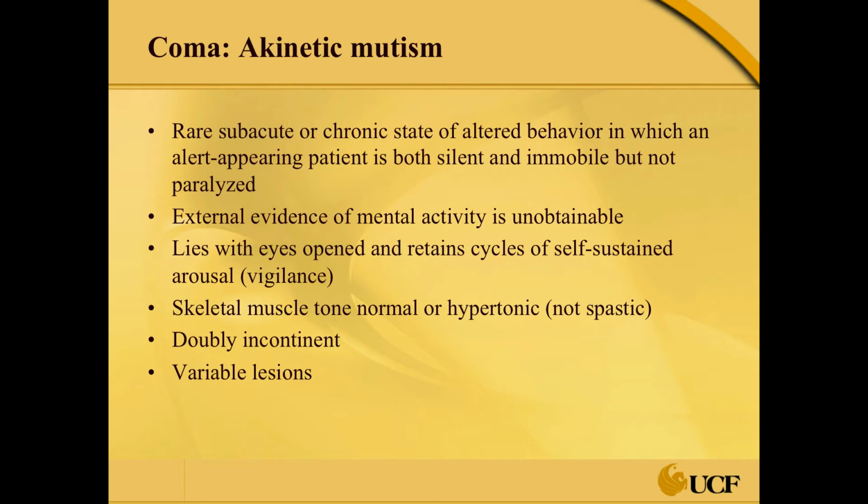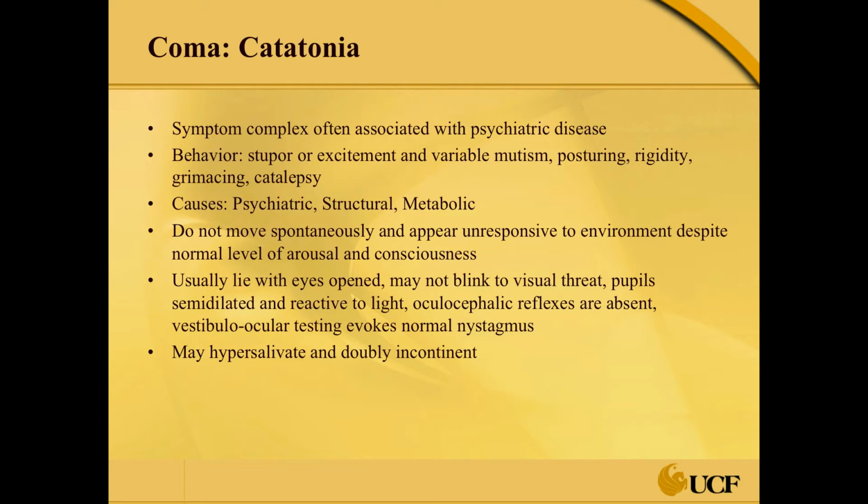So it's kind of like a vegetative state where they get these severe lesions that occur in multiple locations, and they get this process. Catatonia symptoms are complex, and usually we see this with psychiatric disease. The behavior can be things like stupor or excitement with variable mutism, posturing. What was that? Waxy flexibility. That's what it's called. When you can go up to a patient that's got catatonia and, for example, lift their arm above their head, and then they'll keep it there, right? That's called waxy flexibility. Rigidity, grimacing, and catalepsy.